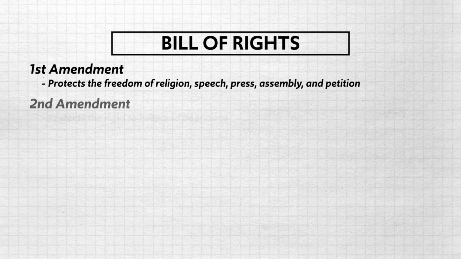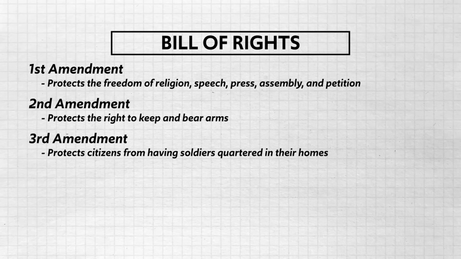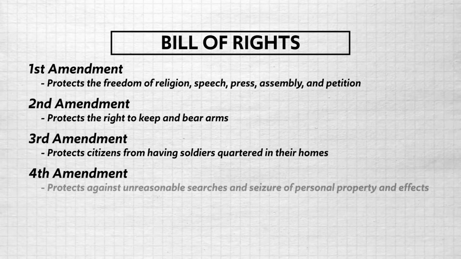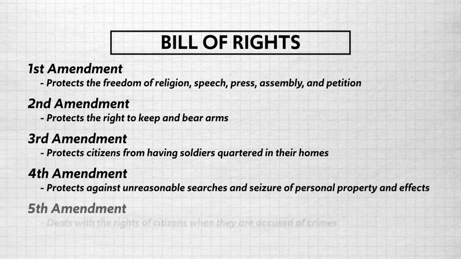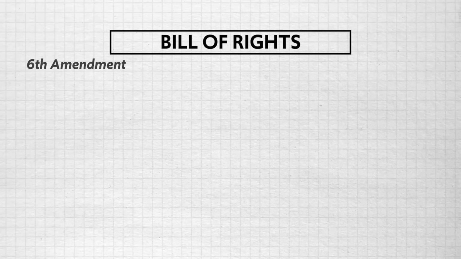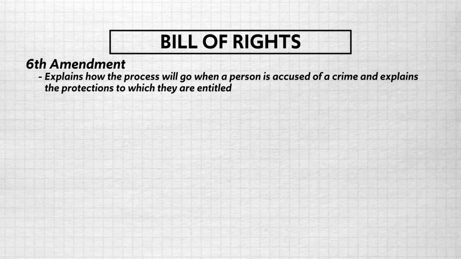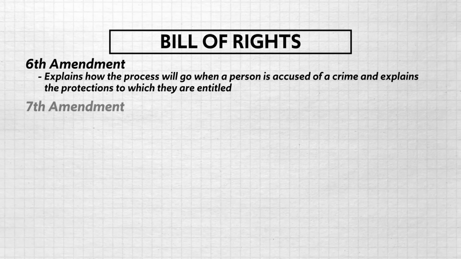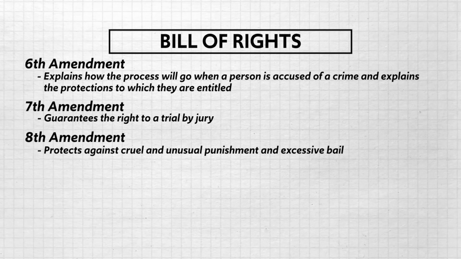The Second Amendment protects the right to keep and bear arms. The Third Amendment protects citizens from having soldiers quartered in their homes. The Fourth Amendment protects against unreasonable searches and seizures of personal property and effects. The Fifth Amendment deals with the rights of citizens when they are accused of crimes. In the same vein, the Sixth Amendment explains how the process will go when a person is accused of a crime and explains the protections to which they are entitled. The Seventh Amendment guarantees the right to trial by jury. The Eighth Amendment protects against cruel and unusual punishment and excessive bail.